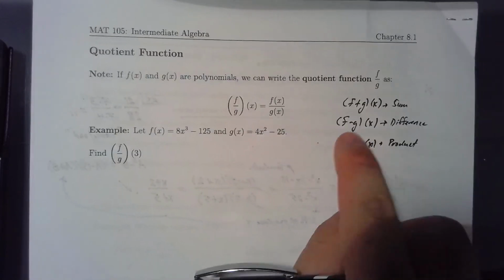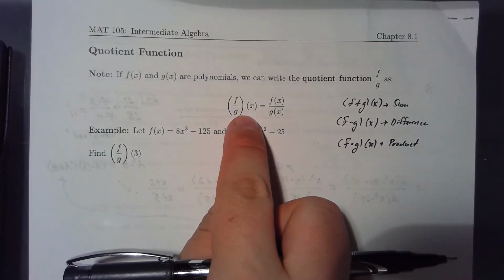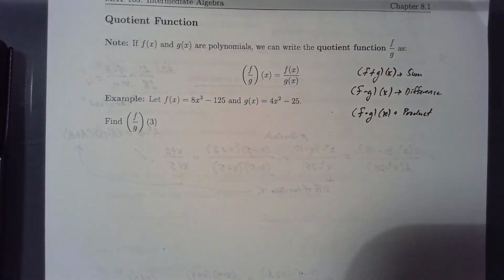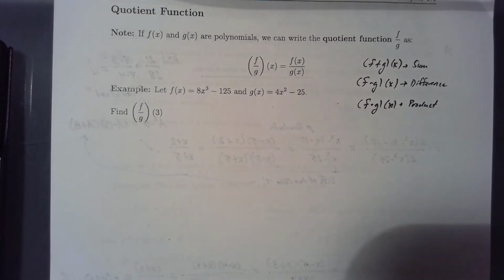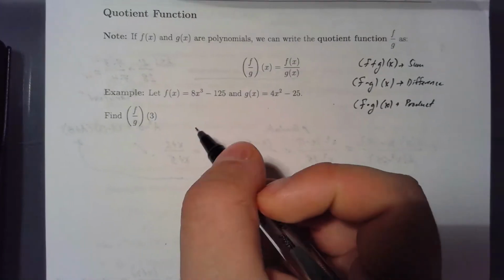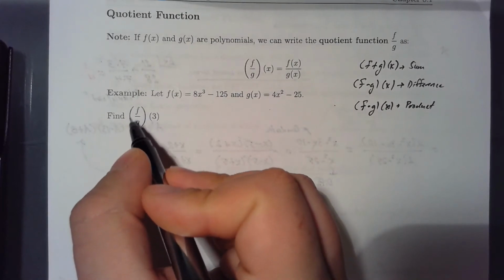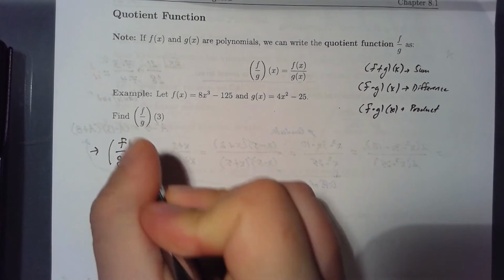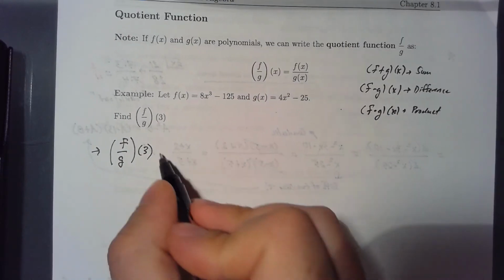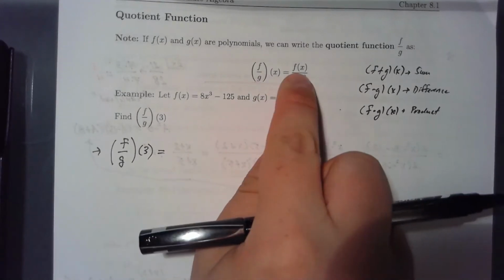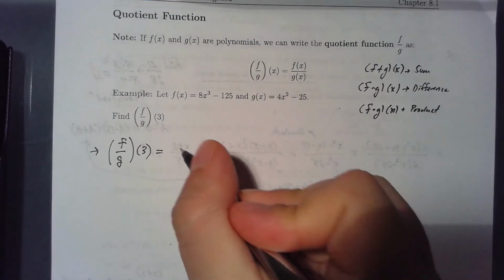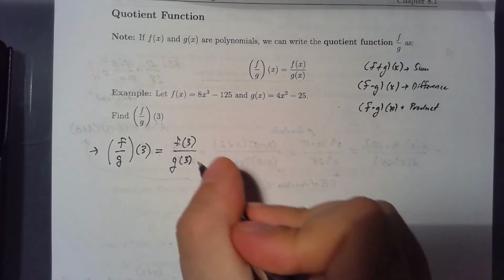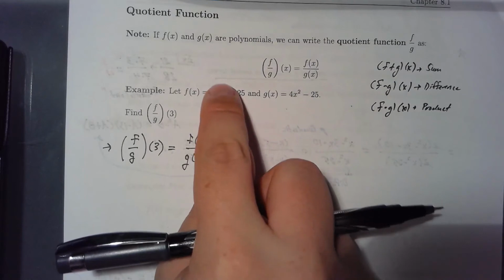If you recall in your notes, these were the notations. Well, now we have a quotient function. We could just write it as f of x over g of x. So, there's actually two ways you could do this problem. If I want to evaluate the quotient function at 3, so by this definition, it's equal to f at 3 over g at 3. Alright, so I'm just going to plug 3 into both f of x and g of x.